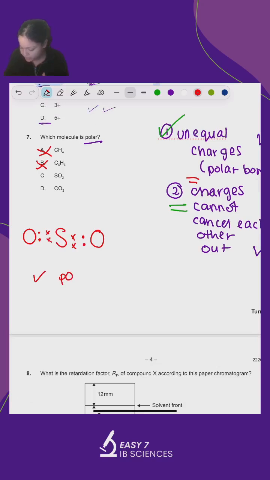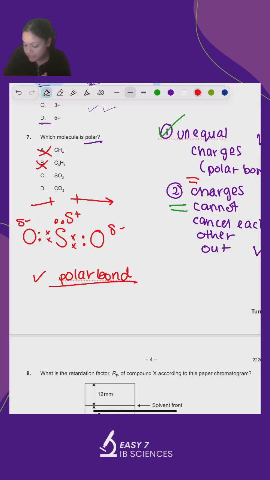So is there a polar bond? Yes. Now, do these polar bonds cancel each other out? Yes, exactly, there is a lone pair here. You're absolutely right. So we know that sulfur dioxide is a bent structure. The oxygen is delta negative, and the sulfur is delta positive, because the oxygen is more electronegative. So let's draw our arrows. Our arrows are facing like this and like this.